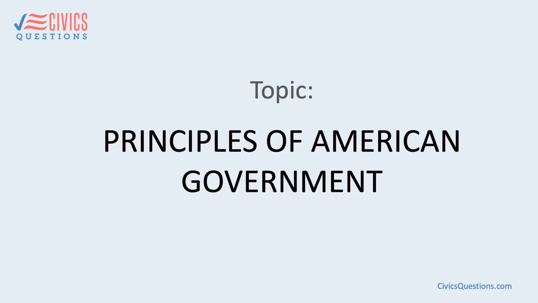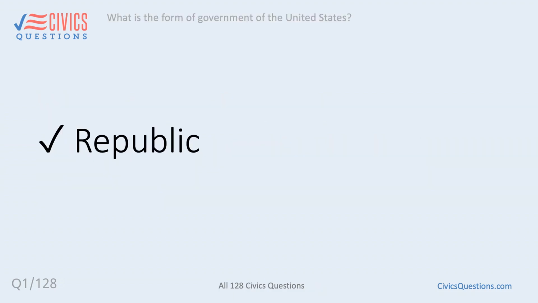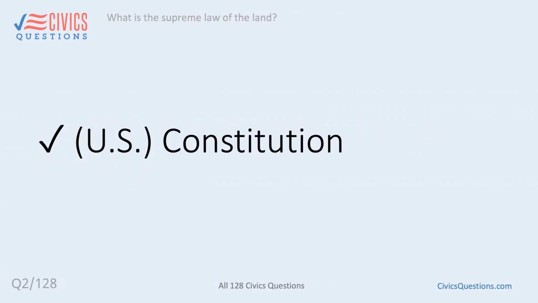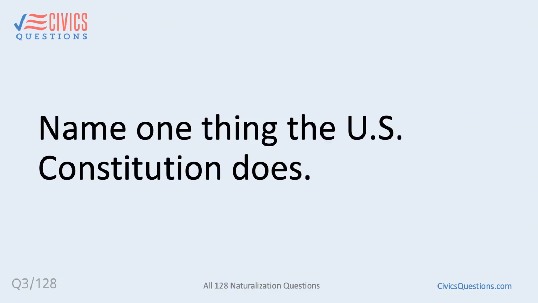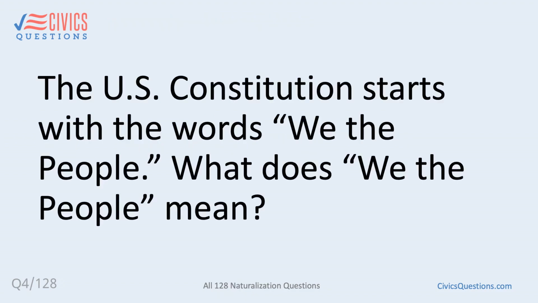Principles of American government. What is the form of government of the United States? Republic. What is the supreme law of the land? U.S. Constitution. Name one thing the U.S. Constitution does. Forms the government. The U.S. Constitution starts with the words, "We the people." What does "we the people" mean?